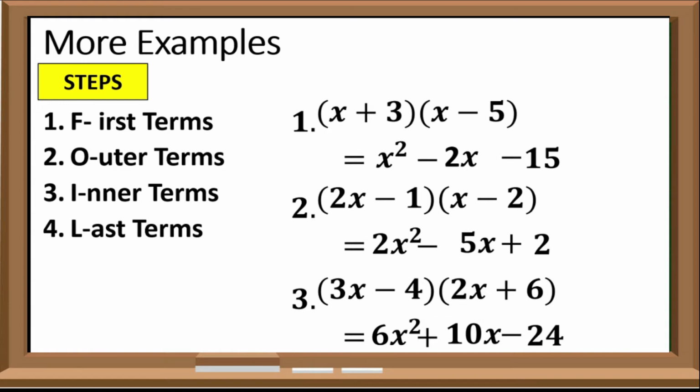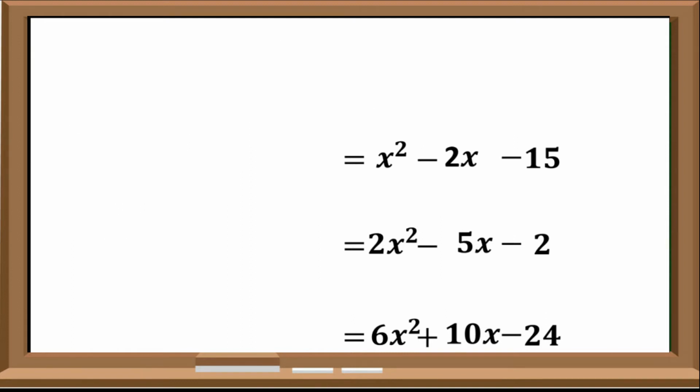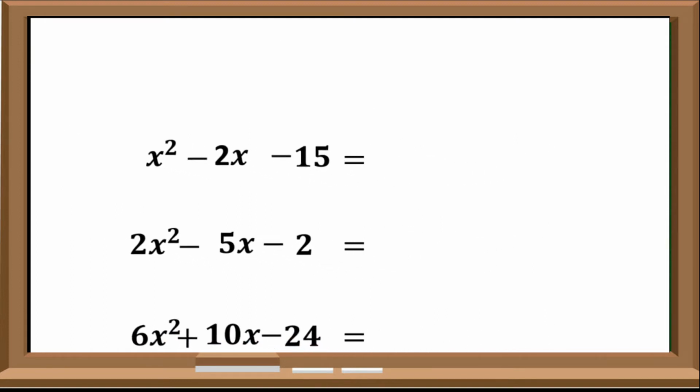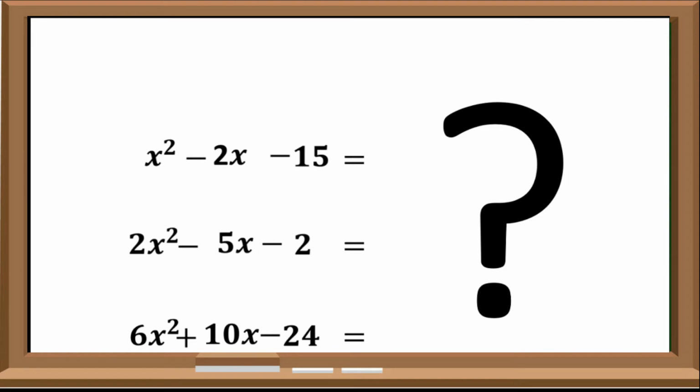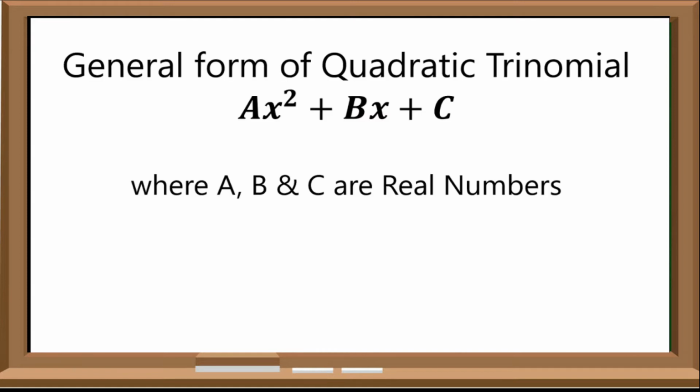In factoring a quadratic trinomial, the given are the products of a binomial multiplied by another binomial. There are items of information that you need to know about a quadratic trinomial. The general form of a quadratic trinomial is ax squared plus bx plus c, where a, b, and c are real numbers, which means that these a, b, and c can be any numbers. I think you are ready in factoring quadratic trinomial.